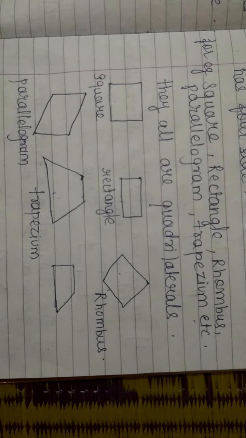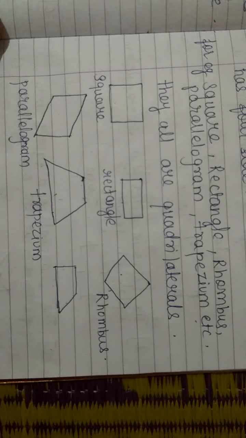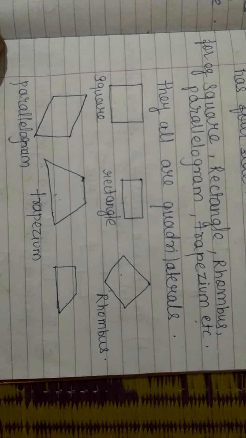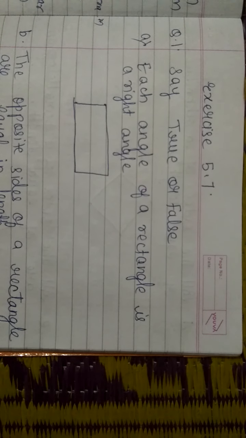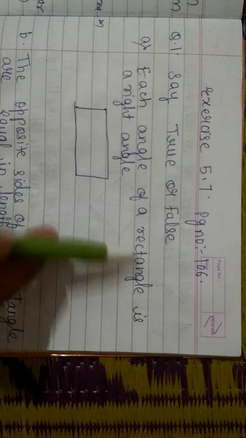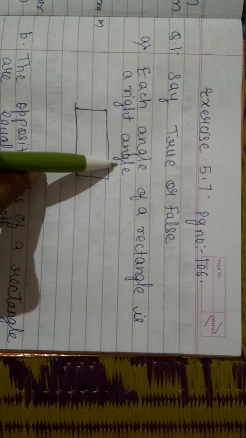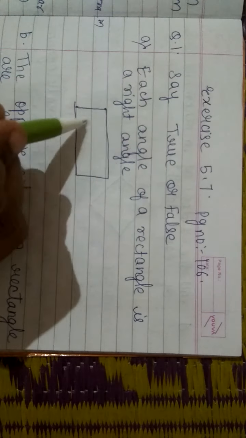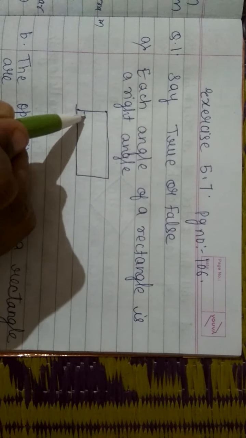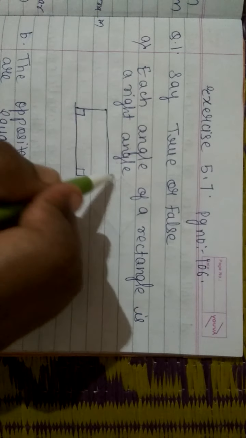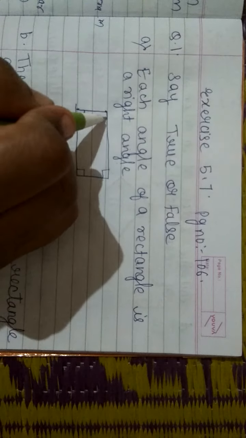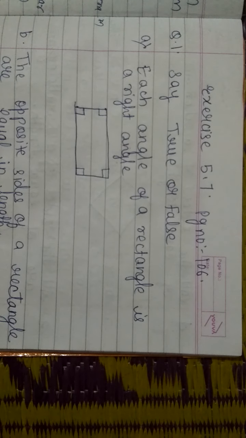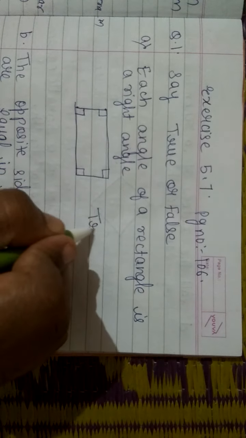So let's solve exercise 5.7. Now children, first question is say true or false. Now A1 is children, each angle of a rectangle is a right angle. See children, understand the question. Each angle. How many angles are there in a rectangle? 4 angles. And each angle is of 90 degree. So is it correct? Yes, this is true.